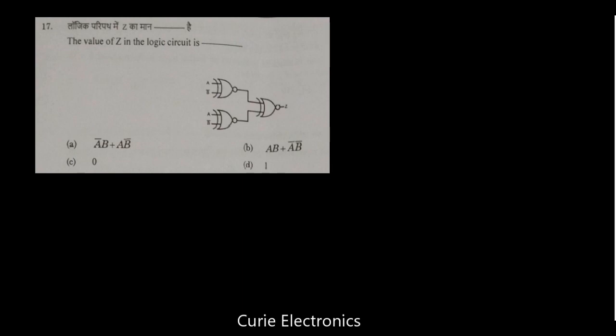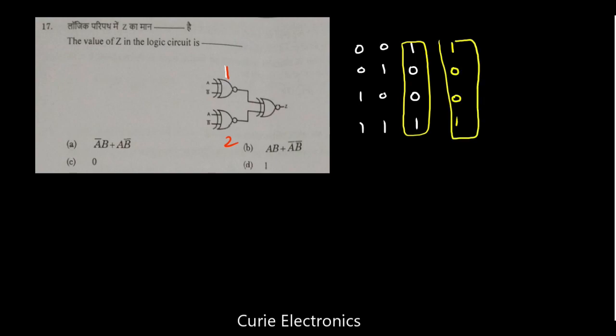Next question. The value of Z in the logic circuit is. To solve this, only A and B are the same for both the gates. If this is gate number 1, both inputs are the same. So I'll write the truth table: 0 0, 0 1, 1 0, 1 1. For an XNOR gate, when both inputs are the same, I will get high. So 1, then 0, then 0, 1. For the second gate also I will get the same combination: 1 0 0 1. Now these are the inputs for the third gate.